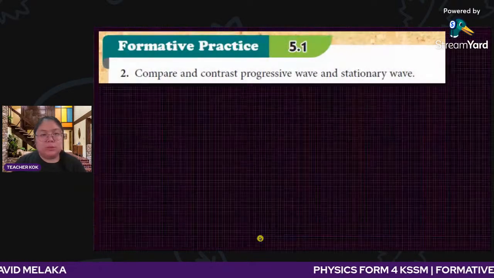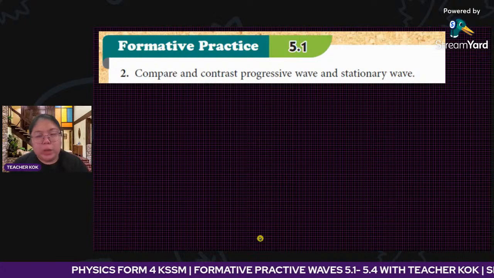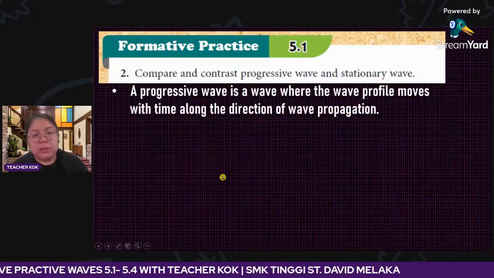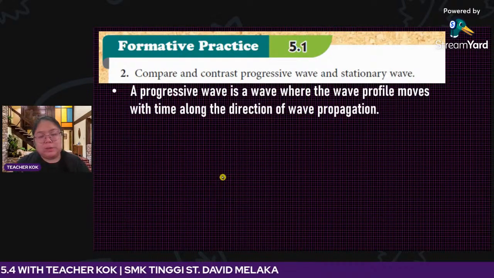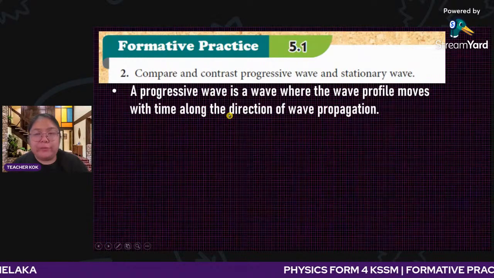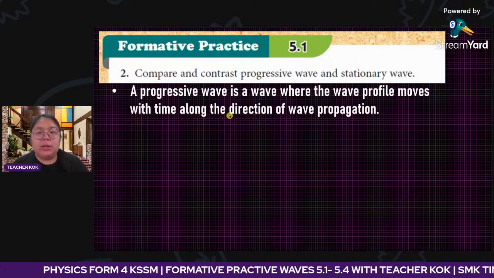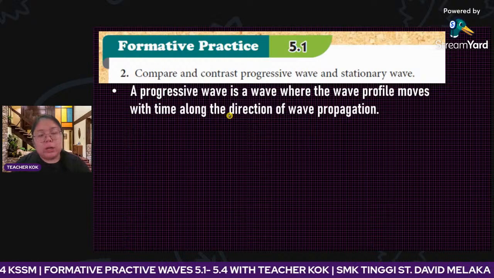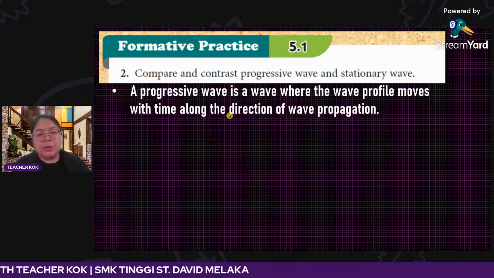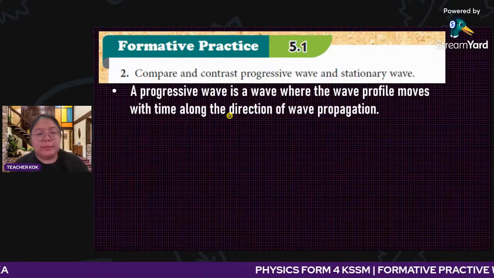Then we continue to the second question for 5.1. We compare and contrast a progressive wave and a stationary wave. Progressive means continuous; the wave you produce is continuous. A progressive wave is a wave where the wave profile moves with time along the direction of wave propagation. So the wave propagates and moves together, meaning you will continuously hear, for example a sound wave, the continuous sound.